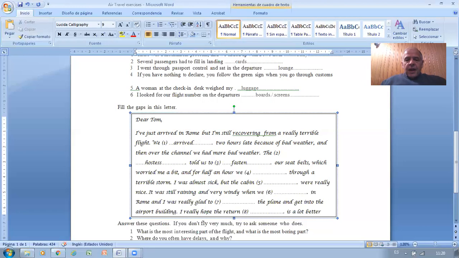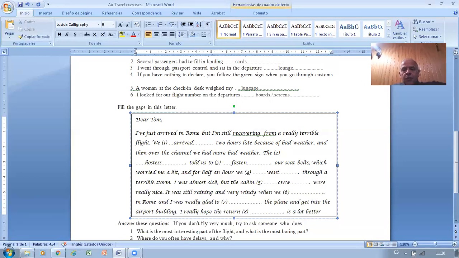And for half an hour, we went through a terrible storm. I was almost sick, but the cabin crew, that means all the people that work on the plane, the cabin crew were really nice. It was still raining and very windy when we arrived in Rome.